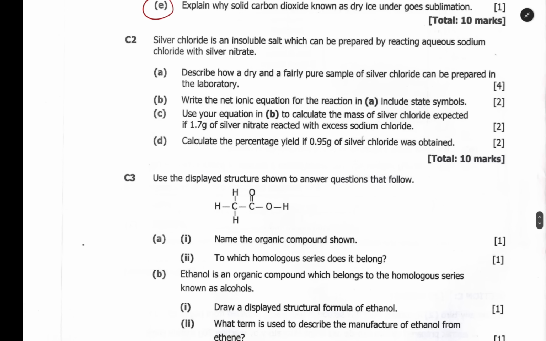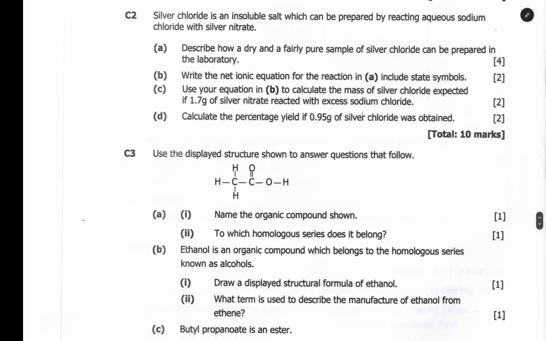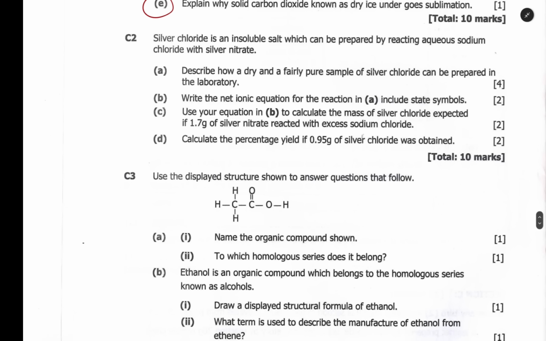Okay? Now, what about C2? What do we need to know about C2? For C2, it requires a lot of space for us to write. But anyway, we are going to see how we are going to work this one out. So silver chloride is an insoluble salt which can be prepared by reacting aqueous chloride with silver nitrate. Then they are saying, describe how a dry and fairly pure sample of silver chloride can be prepared in the laboratory. 4 marks. So this one requires us to explain.